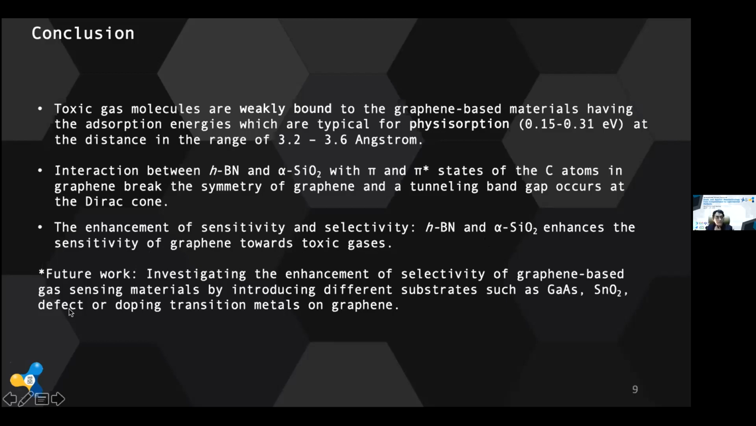For future work, Dr. Pung suggested investigating the enhancement of selectivity of graphene-based gas sensing materials by introducing different substrates such as gallium arsenide, tin dioxide, or other van der Waals heterostructures, or we can also add a defect or dope transition metals on the graphene.